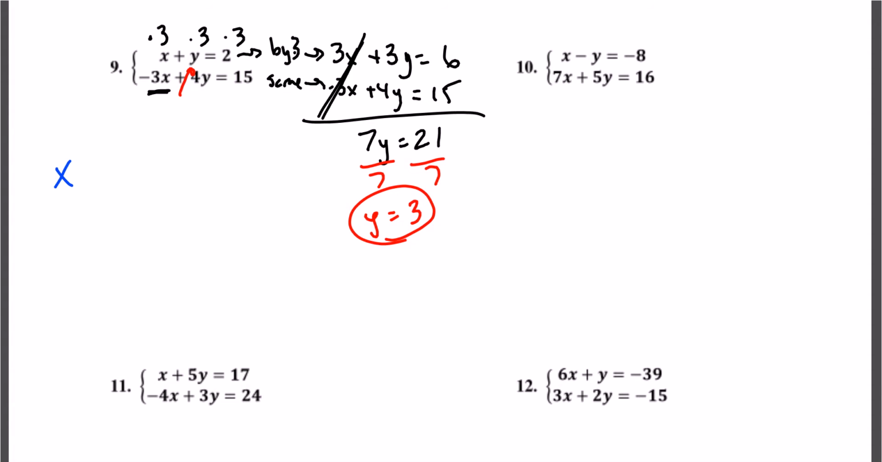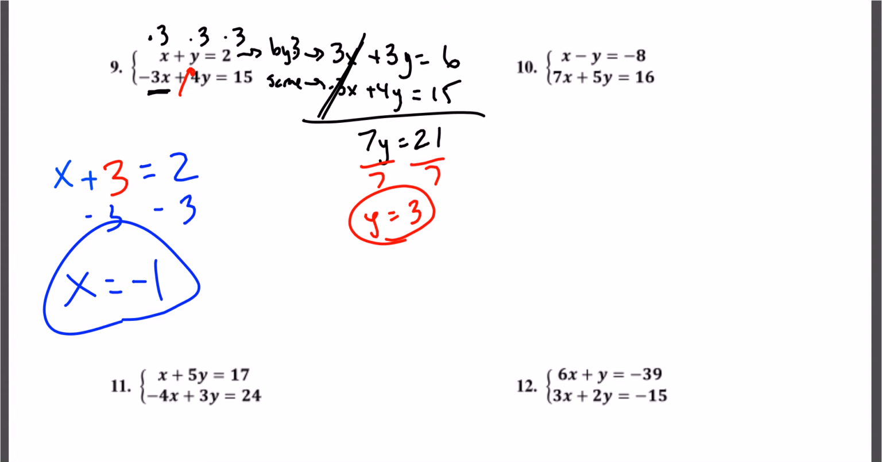So I'm going to write x plus, instead of y, I'm going to put 3, equals 2. I subtract 3 from both sides. Get x equals negative 1. I have an x, I have a y. It's time to put together my solution. Negative 1, 3. That's my solution.